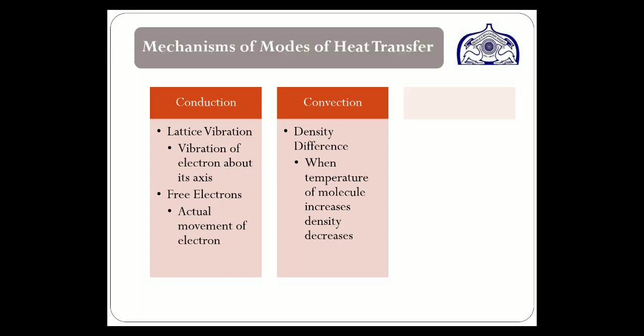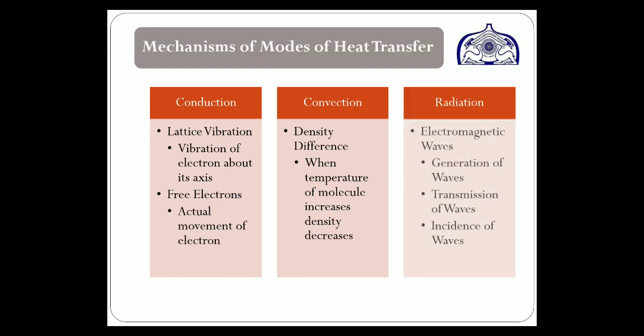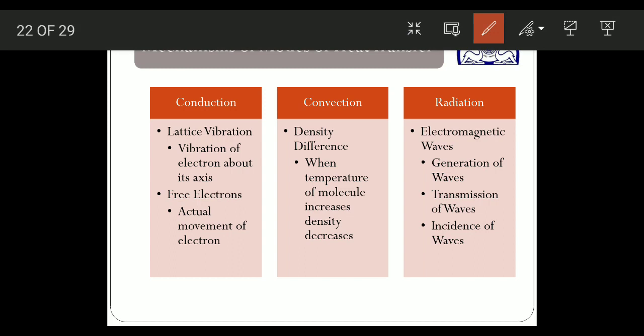Now in radiation, the main heat transfer carriers are electromagnetic waves. First, generation of the waves takes place. Second, transmission of the waves. And third is incidence of the waves on that particular other body.